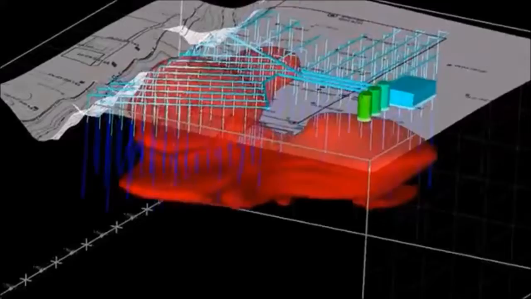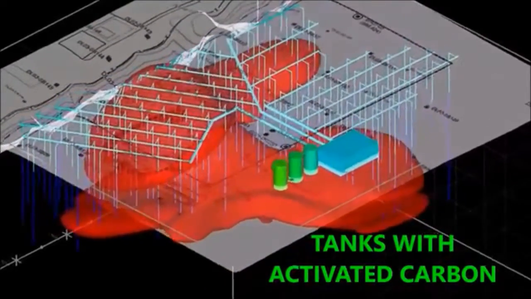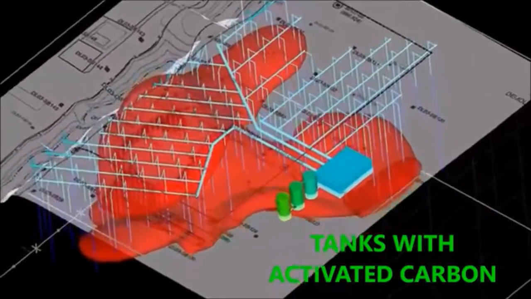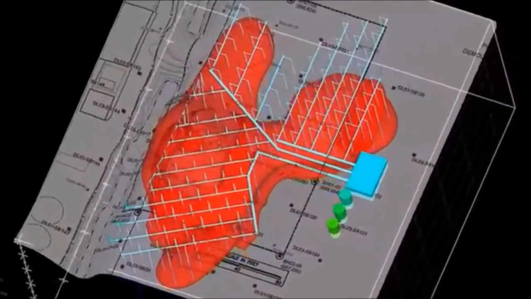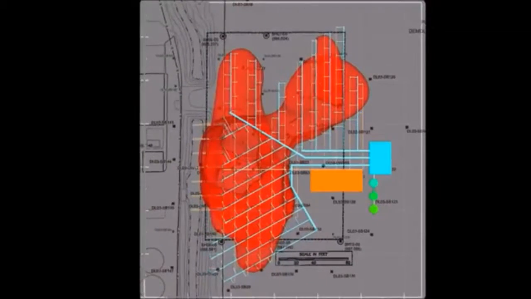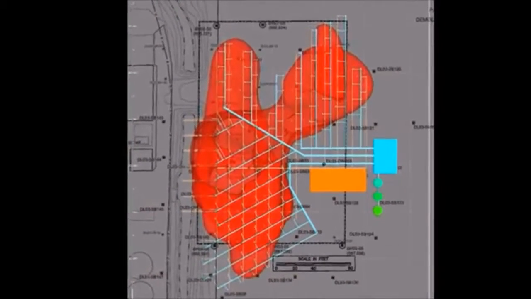The TCE vapor is then filtered through tanks filled with activated carbon, shown in green, and clean air is discharged. To confirm that remediation goals are met, confirmatory soil samples are collected during the ERH operation.